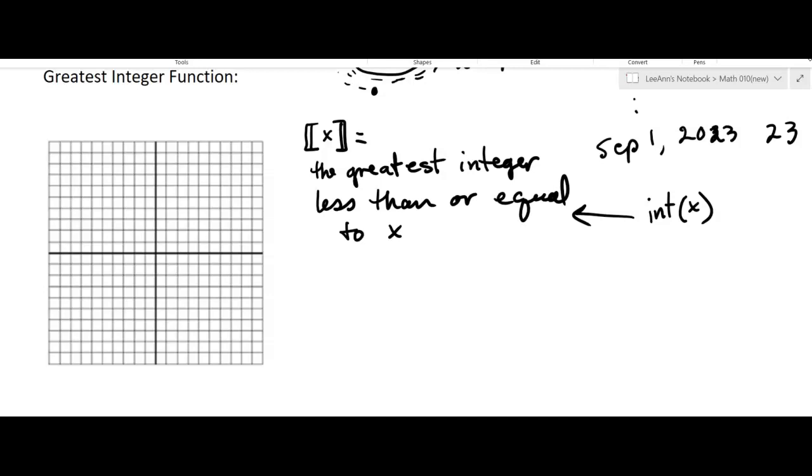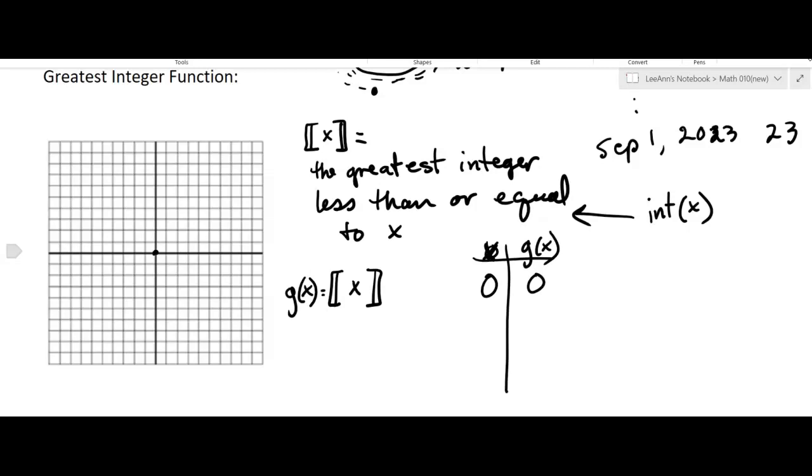Okay. Now, when we graph it, say I have the function g(x) equals the greatest integer function. Then if I make a table of values here, x and g(x), I can put in 0, it's going to equal 0, right? Because the greatest integer less than or equal to 0 is 0. And I can put in 0.5, but I'll still be at 0 because I'm not to the next integer. And I can put in 0.9, and I'm still at 0.